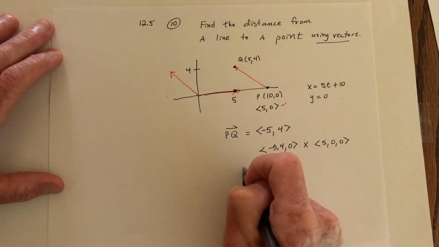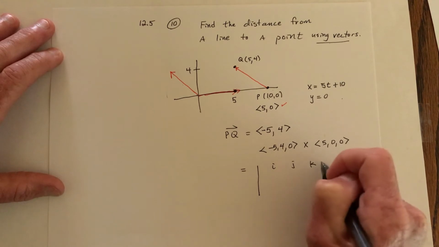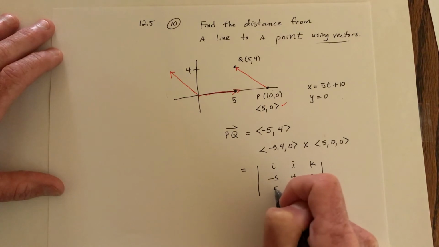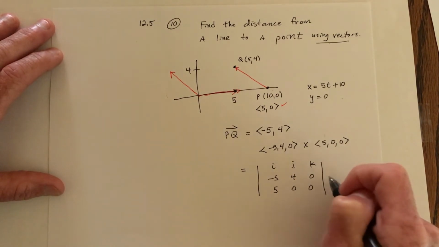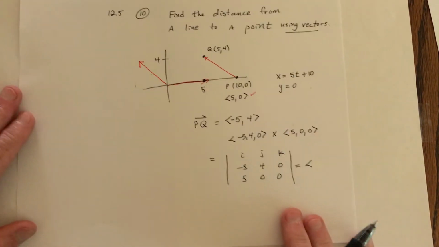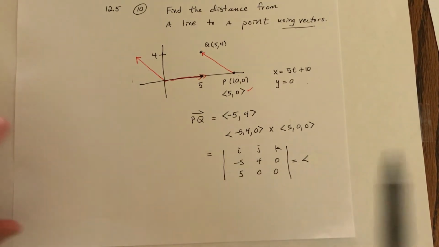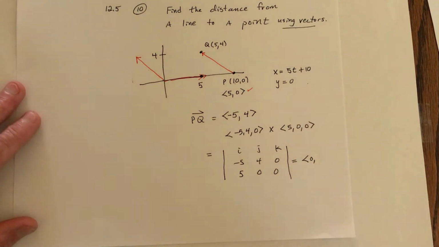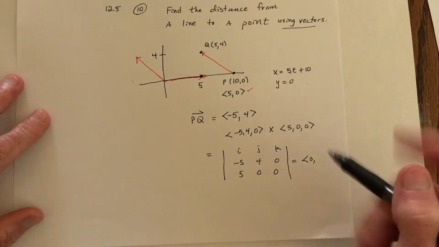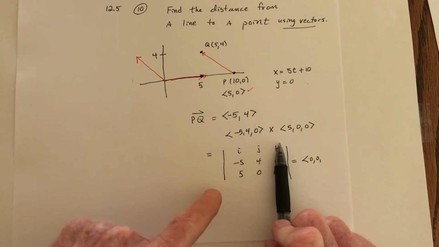So let's see, what does that equal? So I need the i, j, and k. Negative 5, 4, 0, and 5, 0, 0. Okay, so for the cross product, when I cross out the i, that's going to be 0 minus 0. Don't even need a calculator for that one. For j, that's going to be 0 and 0. And then finally, we get this one, which would be 0 minus 20.